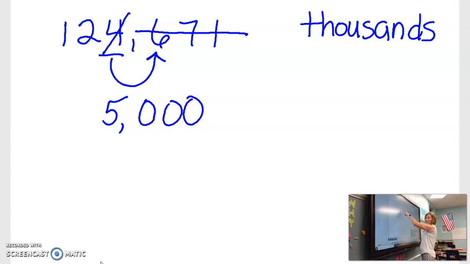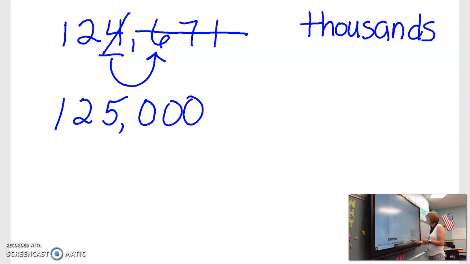And I like to cross them out to just help me remember those are the ones that all become zeros. The 2 and the 1, those are her mice friends, and they are going to be in front of her, cheering her on as she goes to the ball. So 125,000 is what 124,671 rounds to in the thousands place.